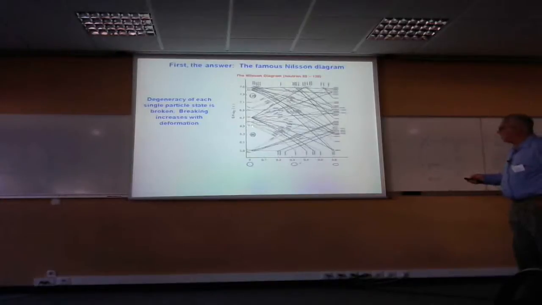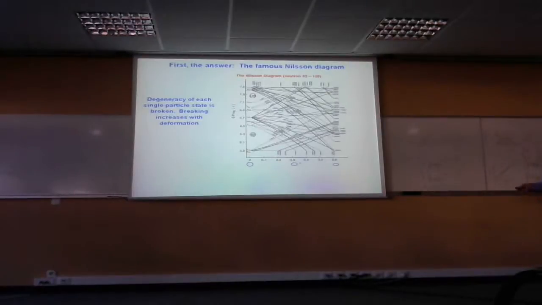I know you can't read it back there. f7/2 can contain 8 particles, and in the independent particle model, all those particles would be at the same energy. As you turn on deformation, something changes, and you get 4 levels out of this f7/2, and we'll see what they are. And so the energies change.